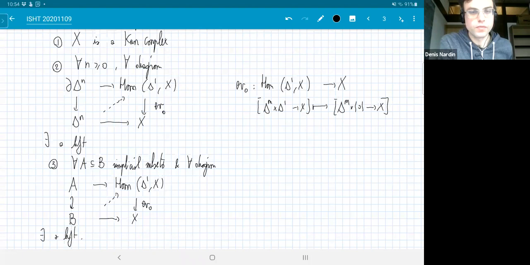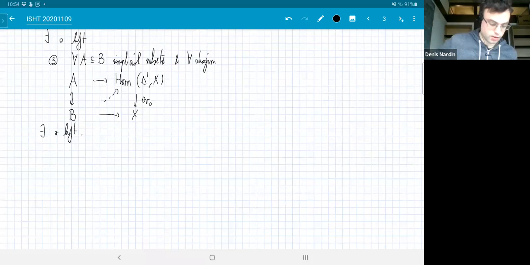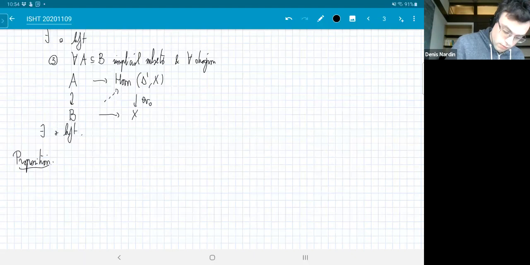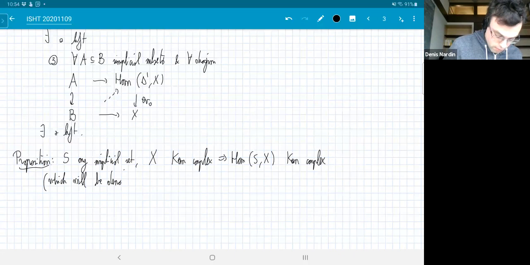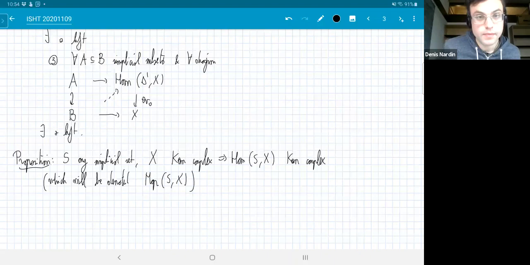Okay, before I prove the lemma, let me give you an application of it so you see why we are interested in it. So let me say, for example, proposition. Let S be any simplicial set, X a Kan complex, then Hom(S,X) is a Kan complex, which will be denoted Map(S,X) and called the mapping space.